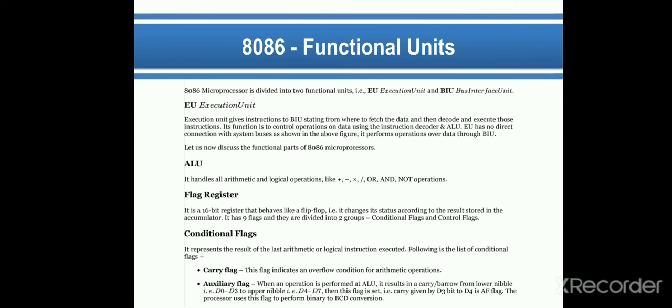Auxiliary flag. When an operation is performed at the ALU, it results in a carry or borrow from the lower nibble, that is D0 to D3, to the upper nibble, that is D4 to D7. Total D0 to D7 means 8 bits. Then this flag is set, that is, the carry given by the D3 bit to D4 is the AF flag. The processor uses this flag to perform binary to BCD conversion.